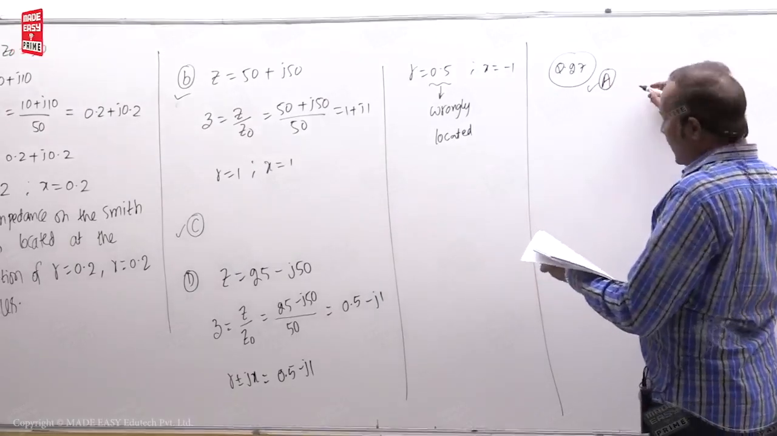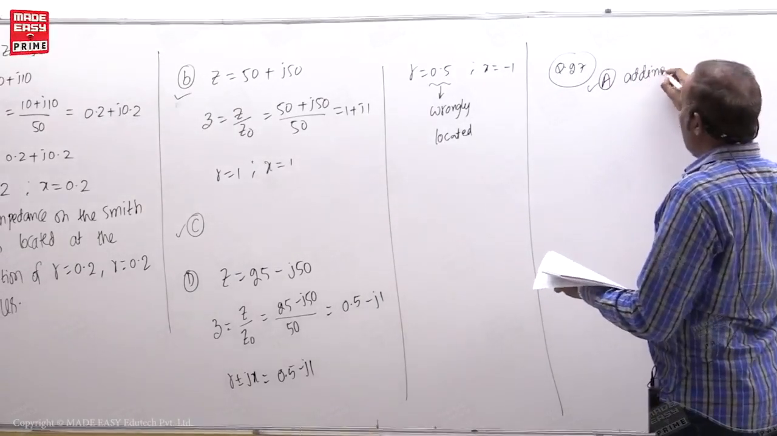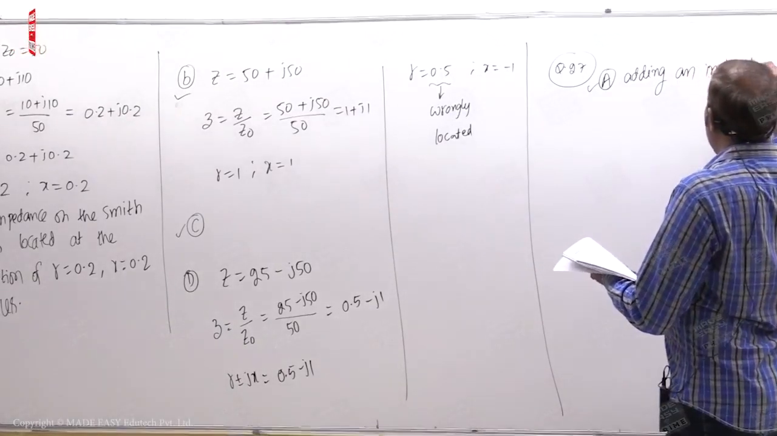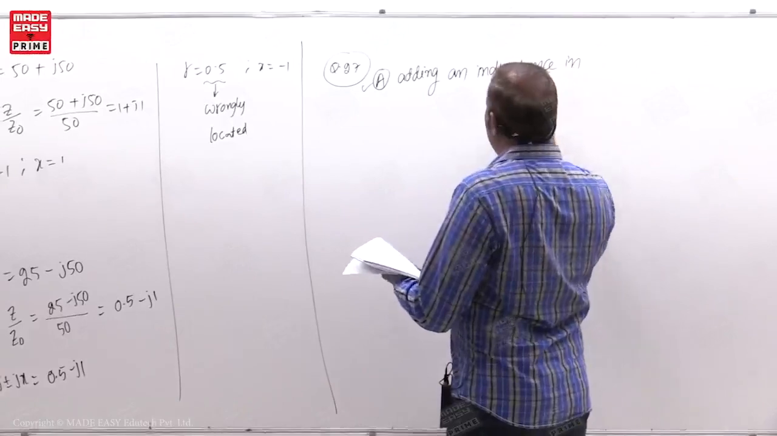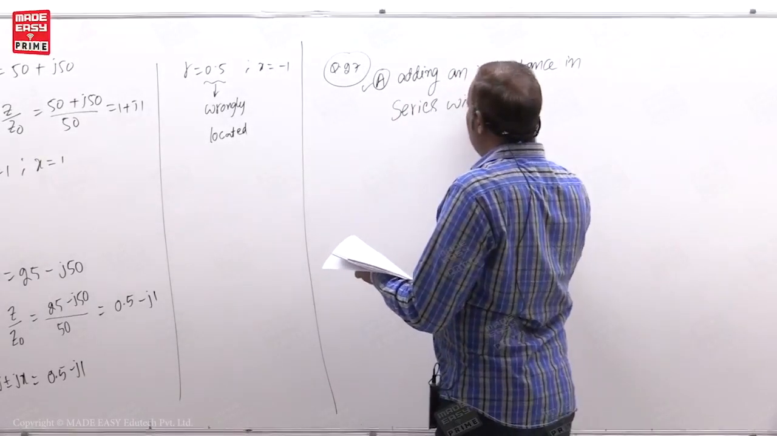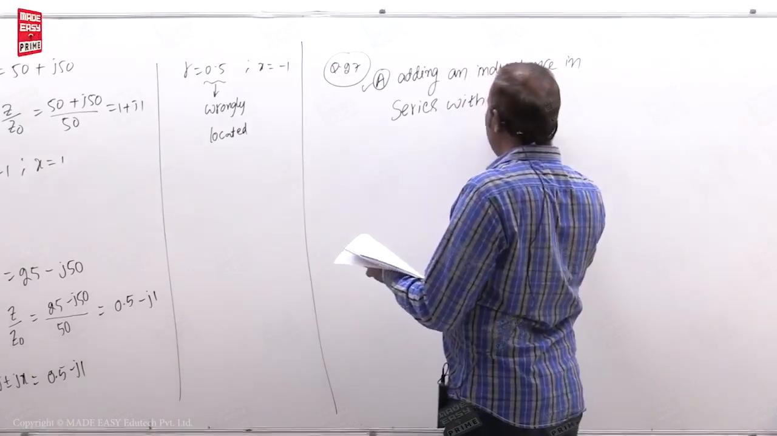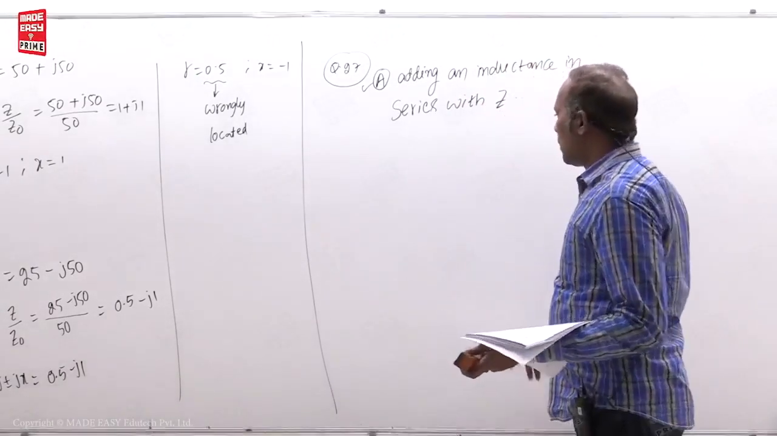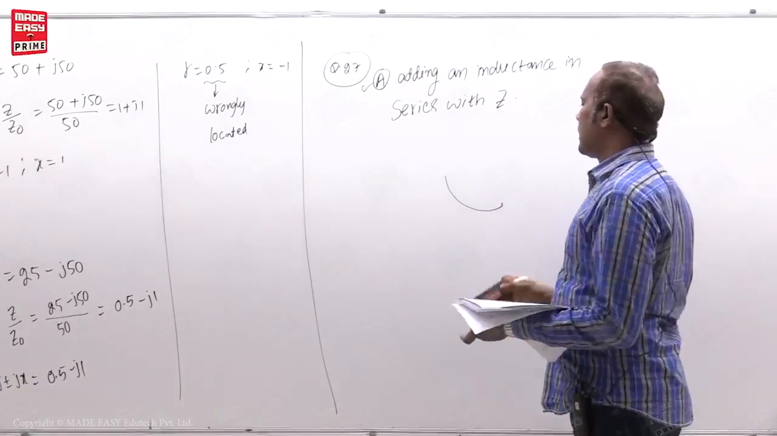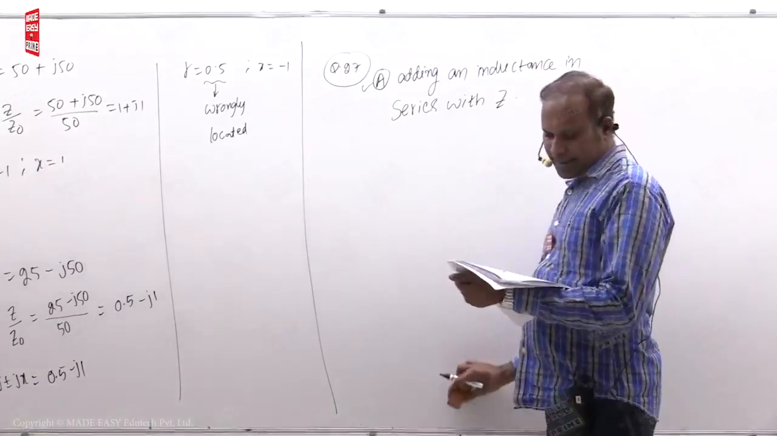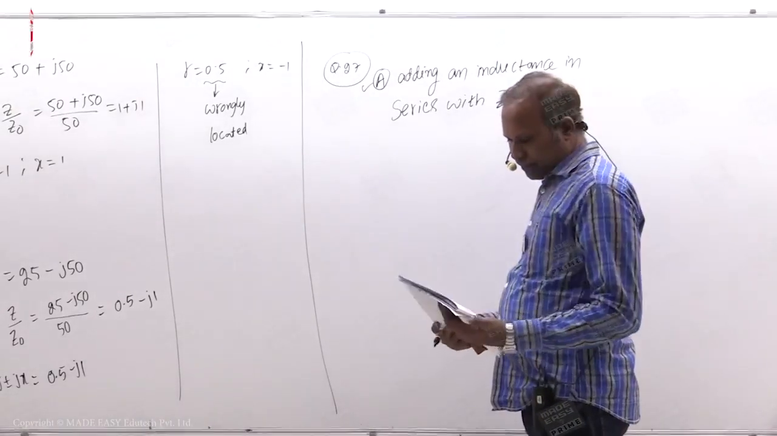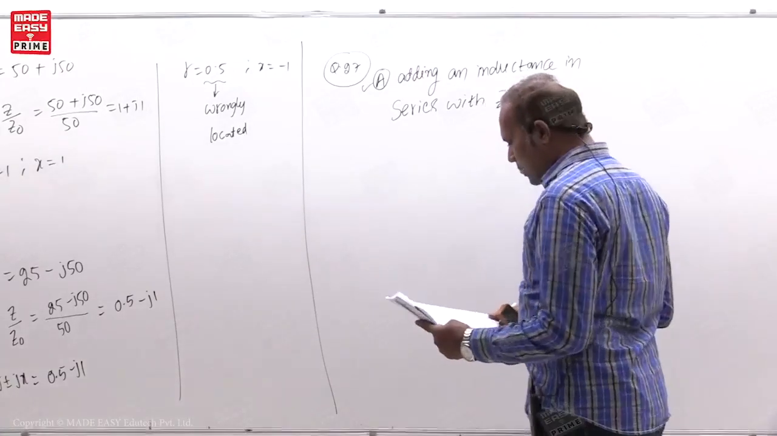What is that? Adding an inductance in series with Z. Actually, on the Smith chart, as I told, going from this location to this location like this, you have to add inductance. So same question. Next one is question number 28.